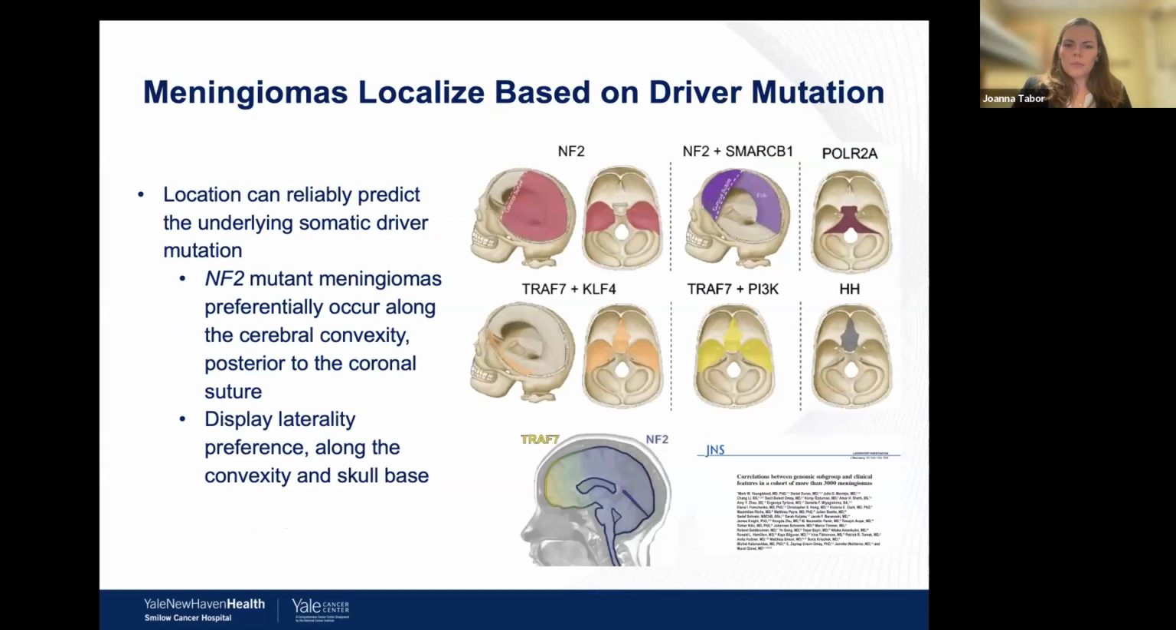And another really important correlation of these genomic subtypes is with their location. So we find that there's distinct correlations with specific location for meningioma subtypes. NF2 meningiomas occur preferentially along the convexity and tend to rise posterior to the coronal suture. And they really display a laterality preference, both along the convexity and the skull base. Whereas NF2 mutations that co-occur with SMARCB1 tend to occur along the midline. The other mutations, such as POLR2A, TRAF7, and Hedgehog, really prefer the skull base.